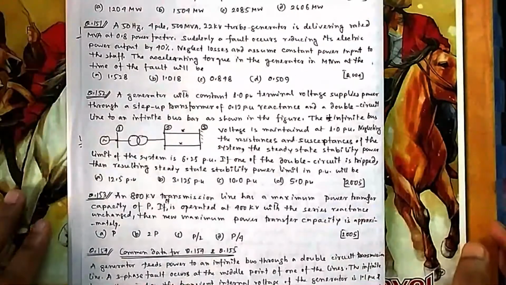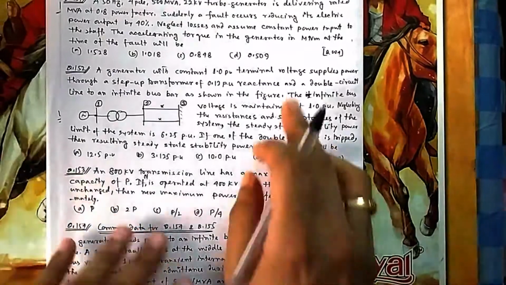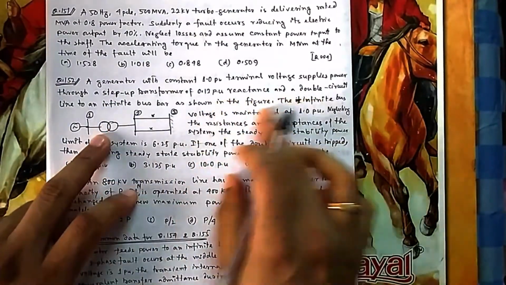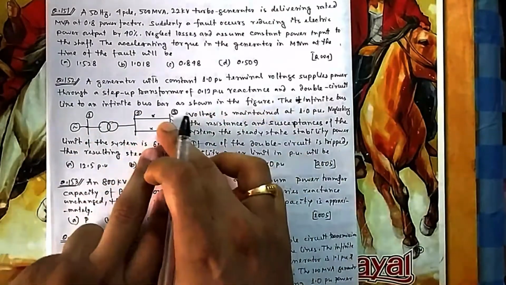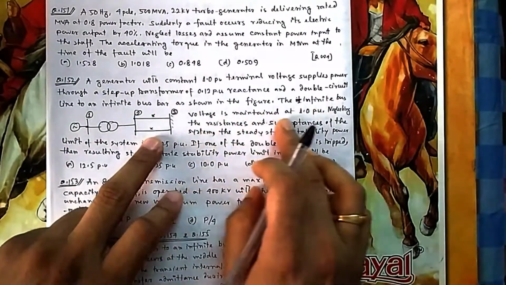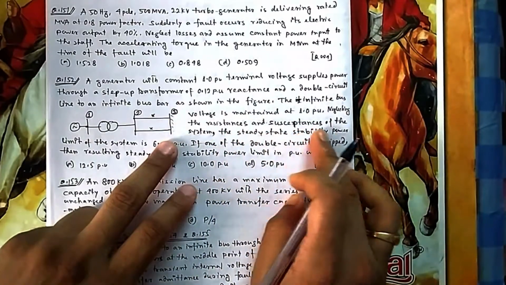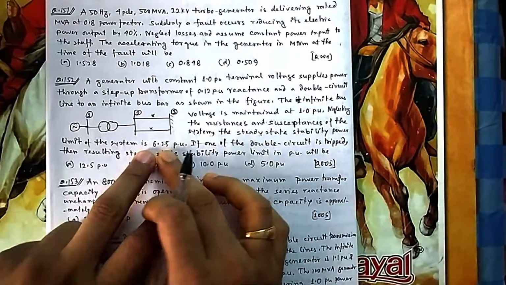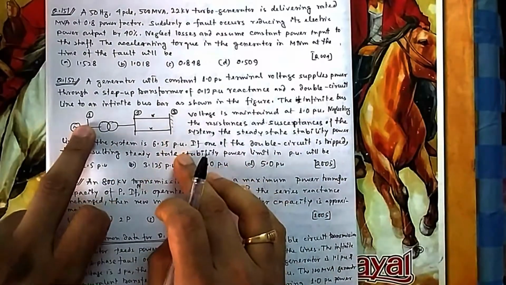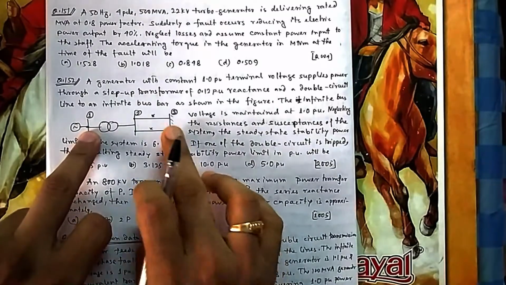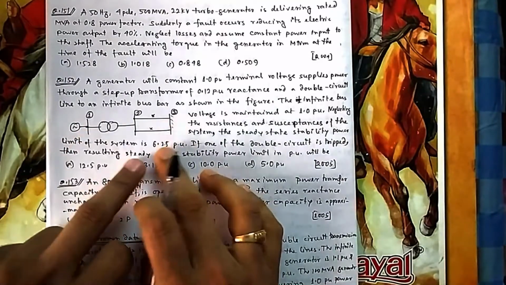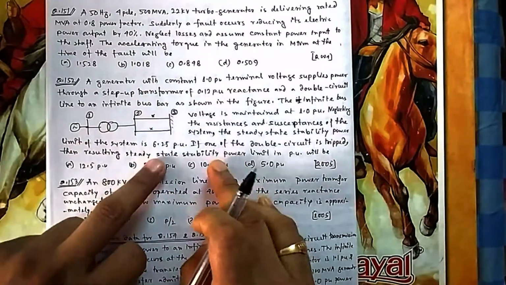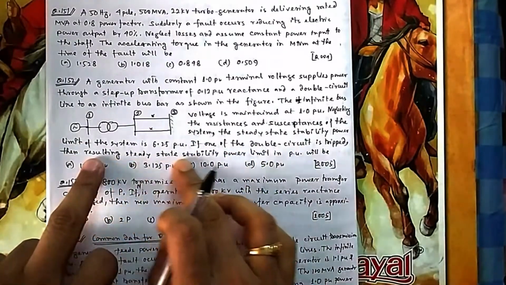Now if you come to 152, a generator with a constant 1 per unit terminal voltage supplies power through a step-up transformer of 0.12 reactance and a double circuit line to an infinite bus bar, as shown in the figure. The infinite bus voltage is maintained at 1, neglecting the resistance and susceptance of the system. The steady state stability limit of the power system is 6.25. So from here to here, the generator is delivering 1 per unit, and the infinite bus is also 1 per unit. So you can find the maximum power, which is given as 6.25. If one of the double circuit lines is tripped, then find the steady state stability limit.